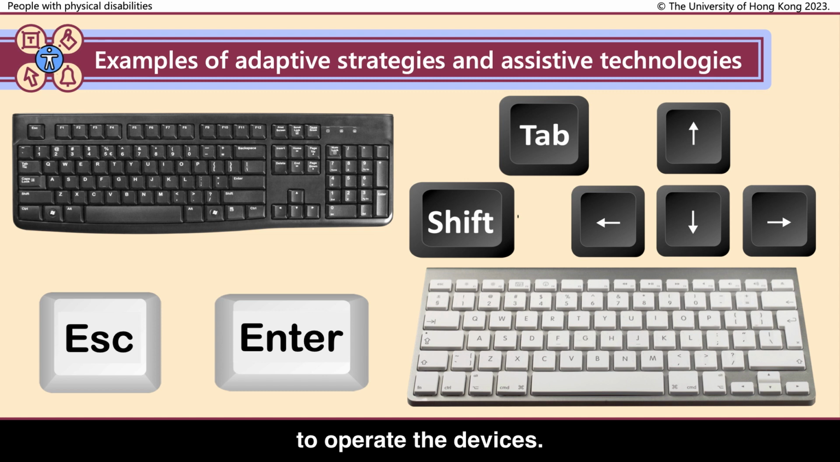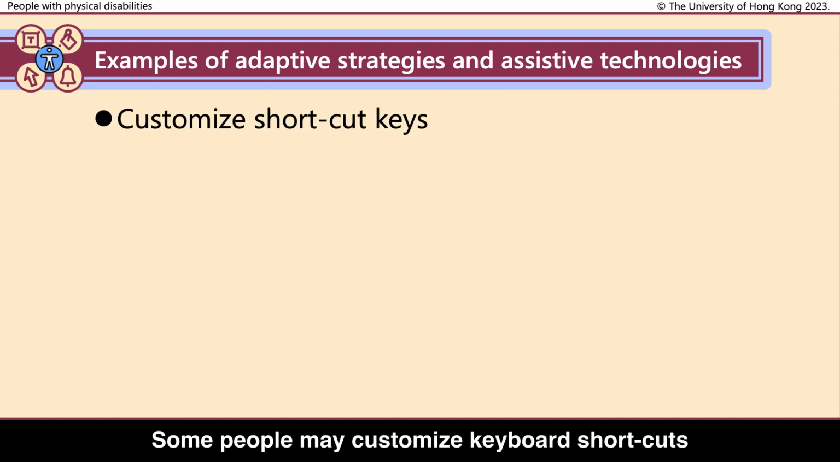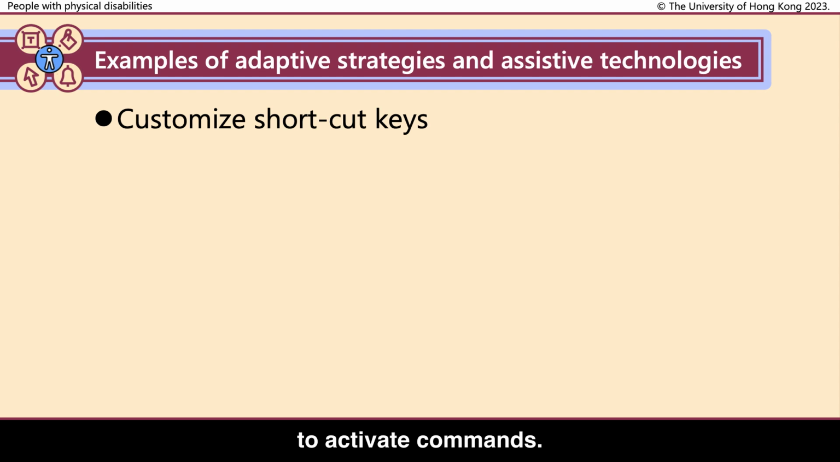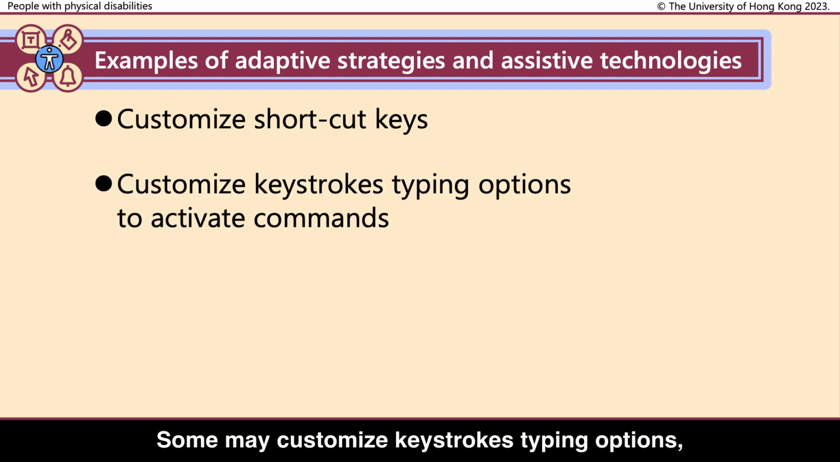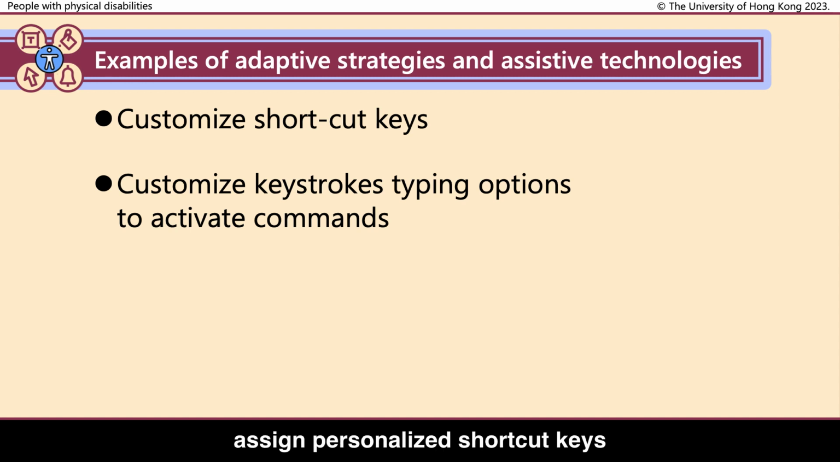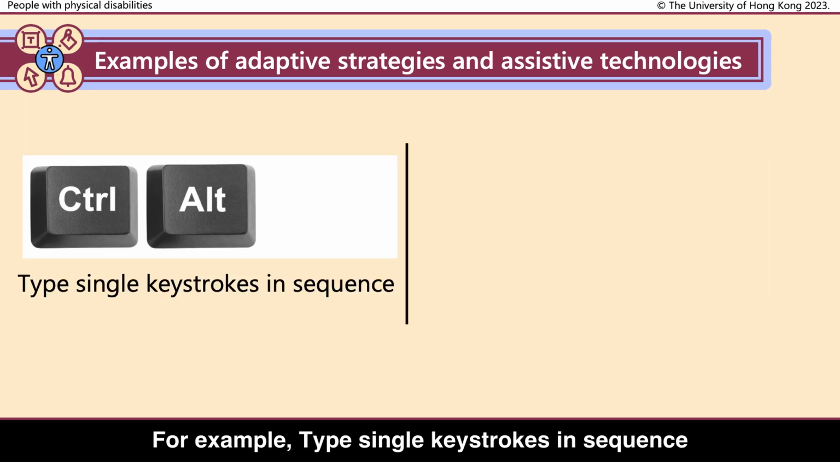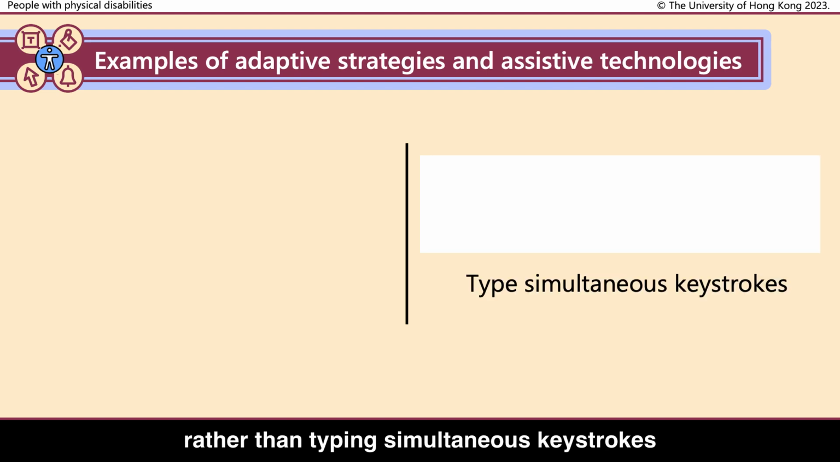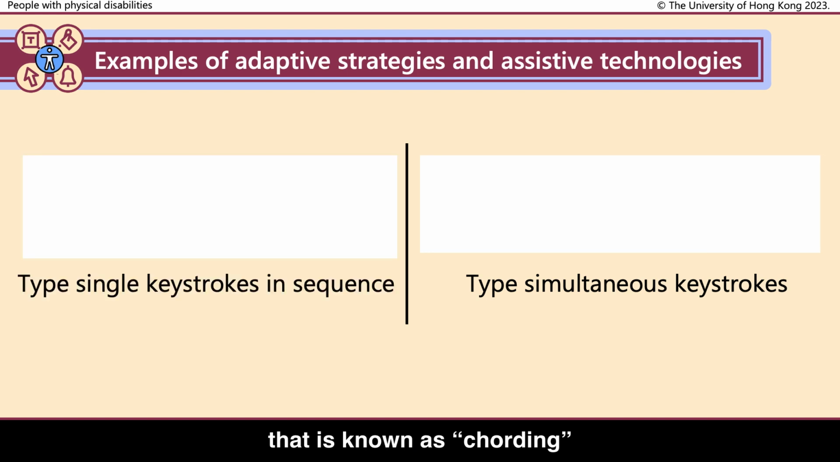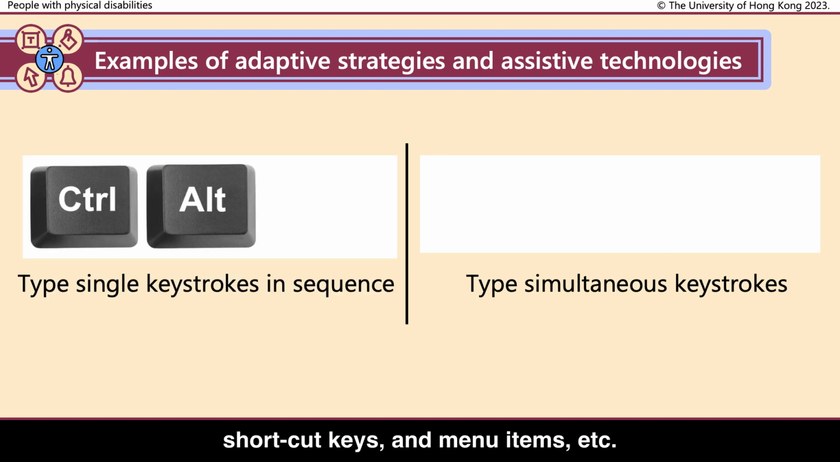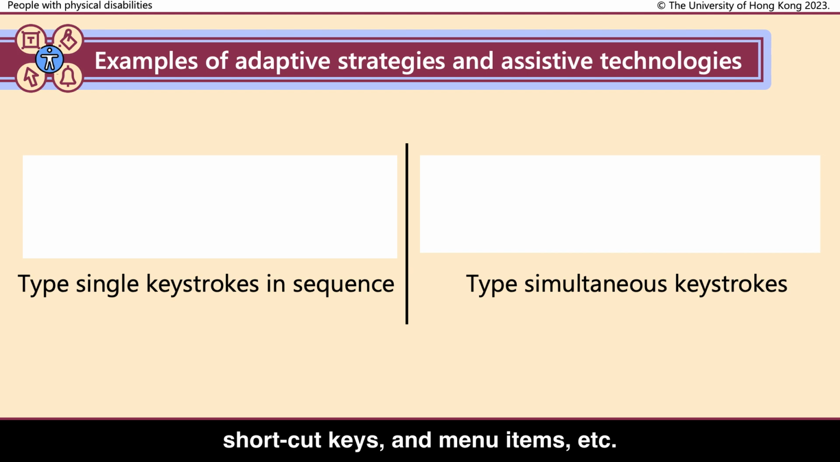keyboard alone to operate the devices. Some people may customize keyboard shortcuts to activate commands. Some may customize keystroke typing options, change the mapping of keys, assign personalized shortcut keys to frequently used functions, set filters, and set sticky keys to support single-handed typing. For example, type single keystrokes in sequence rather than typing simultaneous keystrokes to activate commands, that is known as chording, for commands for special characters, shortcut keys, and menu items, etc.